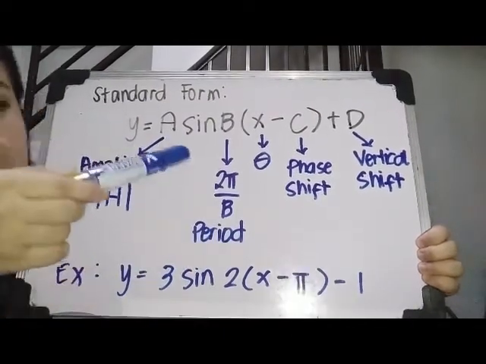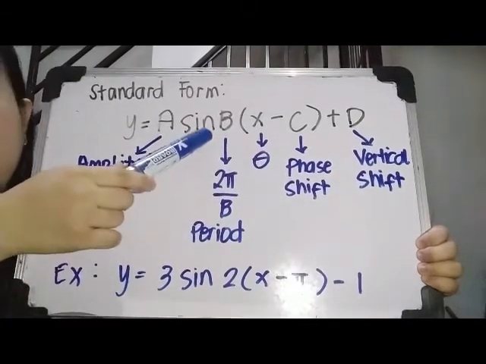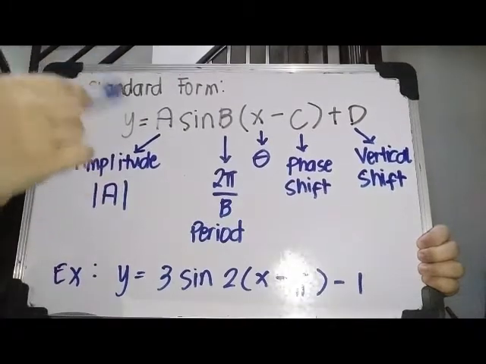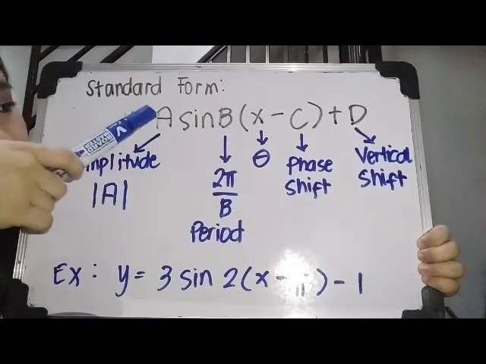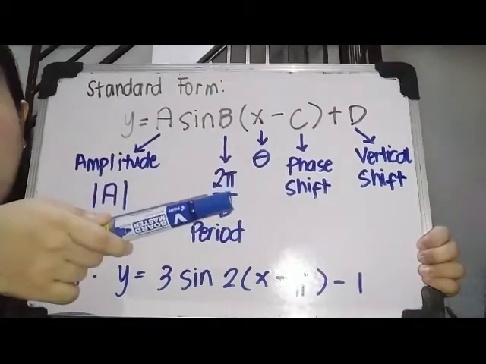So a sine function here is just an example. If we want it to be a cosine function, simply change this to cosine. Alright, so this is the standard form. So let's discuss what these variables stand for.